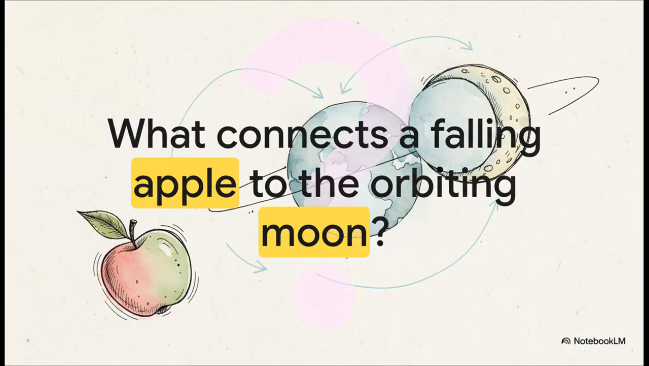So it all really starts with this one simple question. What does a falling apple have to do with the moon orbiting the Earth? On the surface, they seem like they have nothing in common, right? One is this tiny thing falling a few feet, and the other is a gigantic rock that seems to just float in the sky. But, as we're about to see, they are two sides of the very same coin.